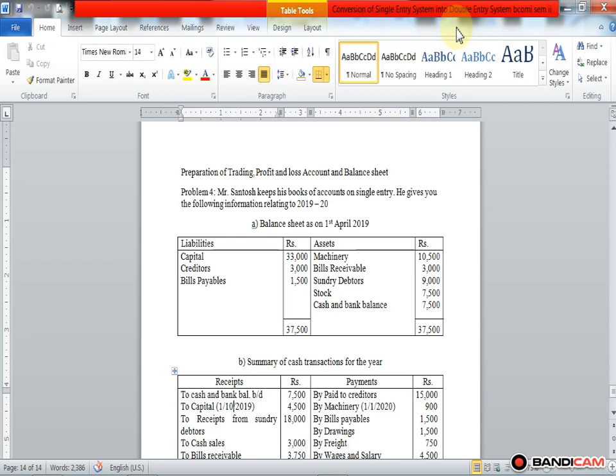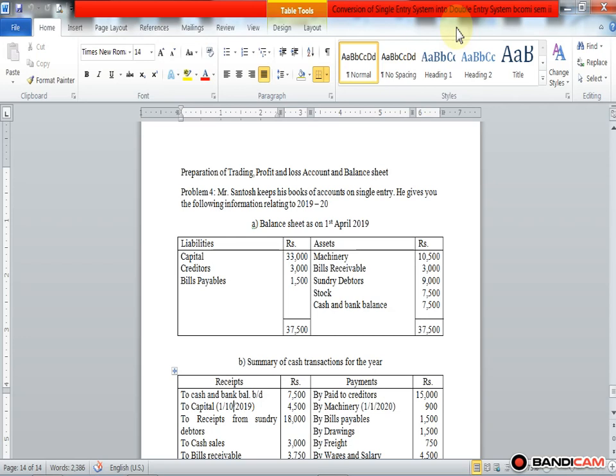In today's lecture we are going to prepare a trading account, profit and loss account, and balance sheet. So problem number 4: Mr. Santosh keeps his books of accounts on single entry. He gives you the following information relating to 2019-20. We have to convert the single entry system into double entry system.